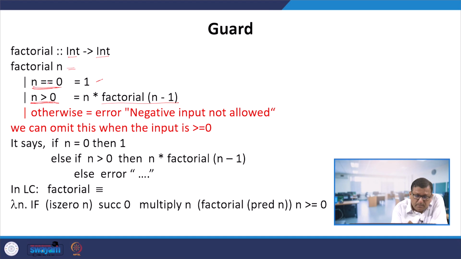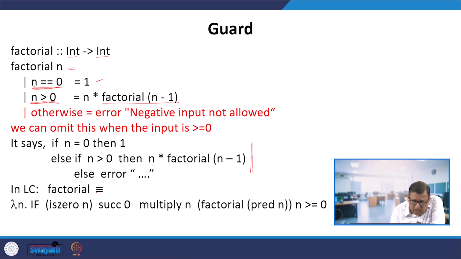So there is recursion here. Otherwise means n is not equal to 0, n is not greater than 0. That means the value of n is less than 0. So you are saying otherwise error, negative input not allowed. This is the same as writing in our conventional imperative style. If n is 0, then return 1, else if n greater than 0, then return n star factorial n minus 1, else error, something like that.